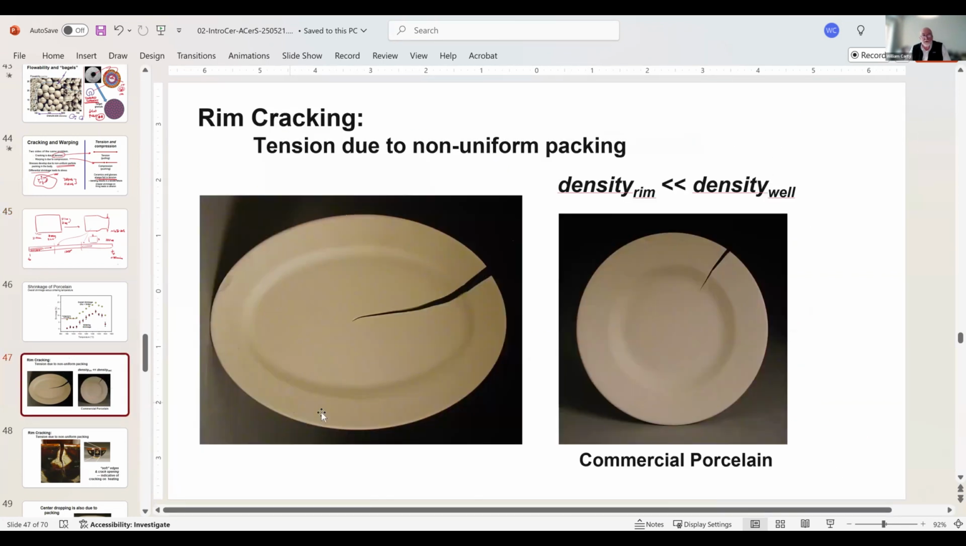I'm going to skip to here. Rim cracking. A lot of tension due to non-uniform packing. The density of the rim is less than the density of the well. I'm going to show you dinnerware pieces, traditional ceramics, because it's easy to generate these images.